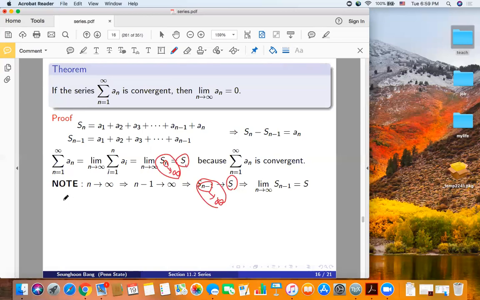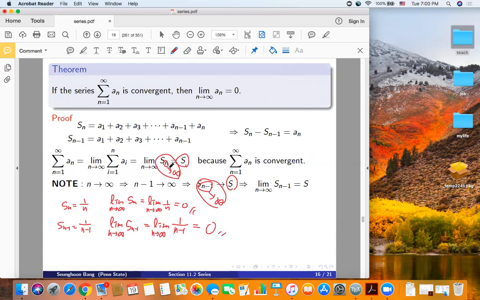Does that make sense? I'm going to give one example. Sn is 1 over n. What's the limit of Sn as n approaches infinity? The limit of 1 over n is 0. What is S(n-1)? Just 1 over n minus 1. What is the limit as n approaches infinity of S(n-1)? The limit of 1 over n minus 1 as n approaches infinity is the same number, 0. This is true. The limit of Sn approaches S, and S(n-1) approaches the same number S. Very true.